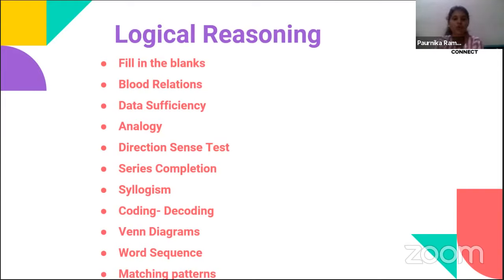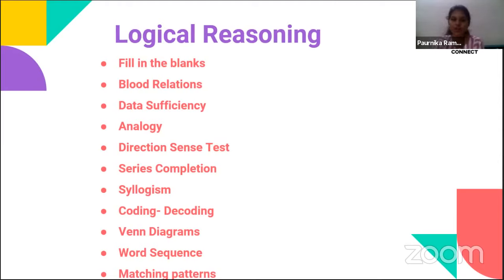Syllogism, coding and decoding. Coding and decoding is where you'll be given a set of numbers, number decoding, number and letters decoding, letter decoding. It is a very famous and a very frequently asked topic that is tested in the placement area. Venn diagrams, word sequence, and matching pairs.